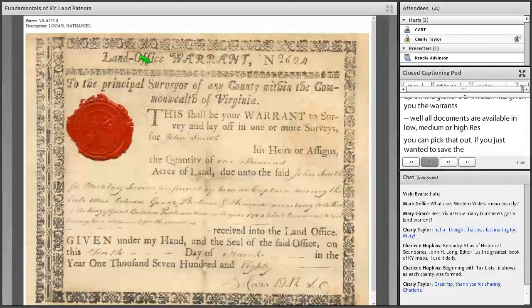But let's see here what that 500-acre patent was authorized by. Warrant number 2624. I would have said it would have been a Treasury warrant claim. Totally wrong until I actually looked at the warrant. John Smith, his heirs or assigns, the quantity of 1,000 acres. Okay, we know Nathaniel's only going to use 500 or as an assignee. Due under the said John Smith for military service performed by him as a captain during the late war between Great Britain and France. This is a French and Indian War warrant that was used by Nathaniel Logan to patent 500 acres of land. I would flip that document over on the back to see if there were more assignments other than to Nathaniel Logan.